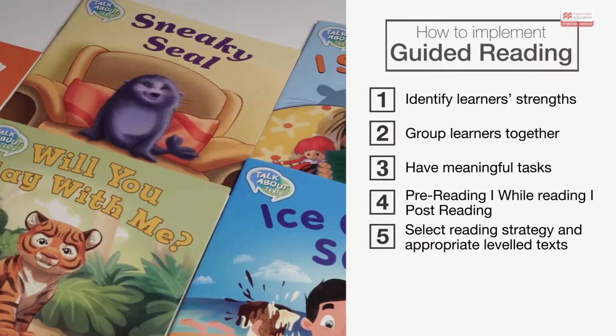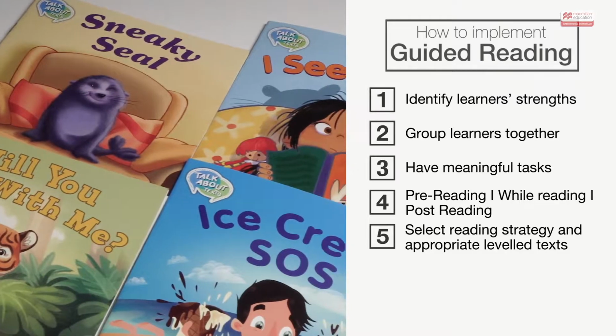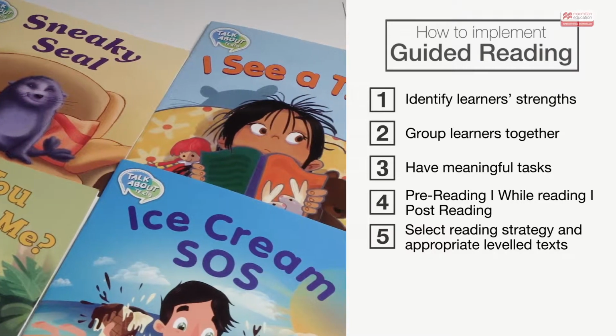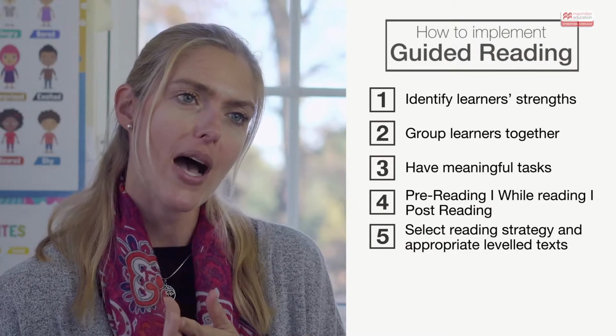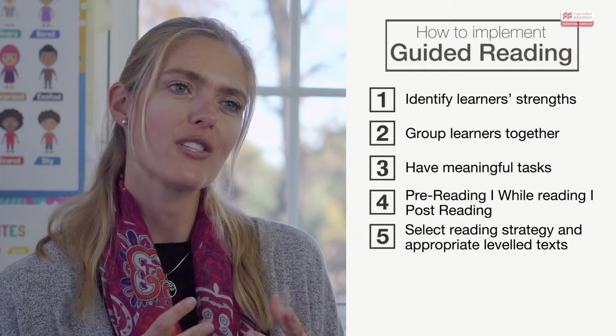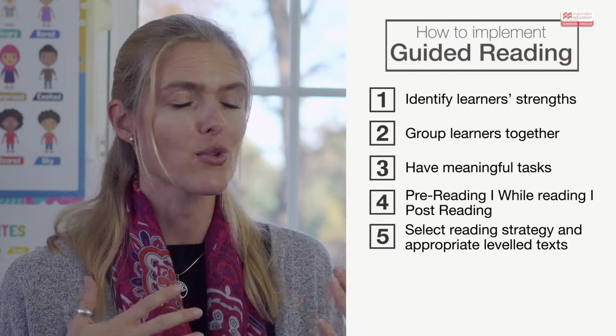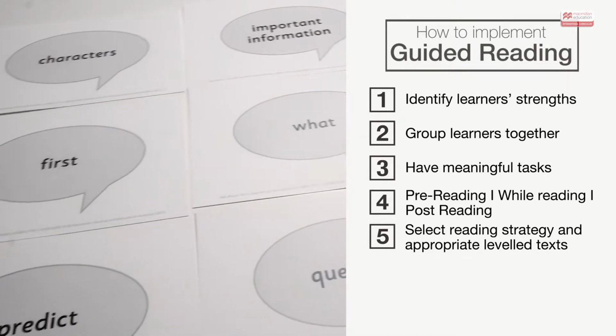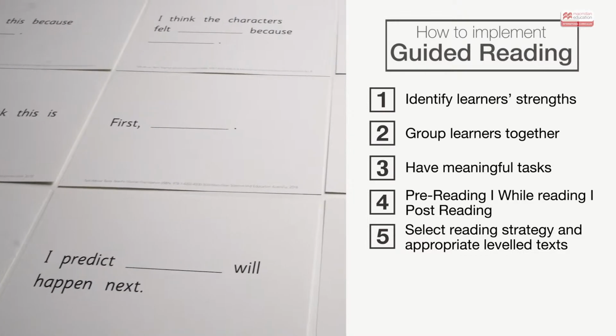You need to select the reader you're going to use of the right level. I would say not too easy, because then they get bored. Not too hard, because if it's too hard, learners don't have any brain space left to start making meaning. They're still working out words. They're thinking about vocabulary. There's no space left.